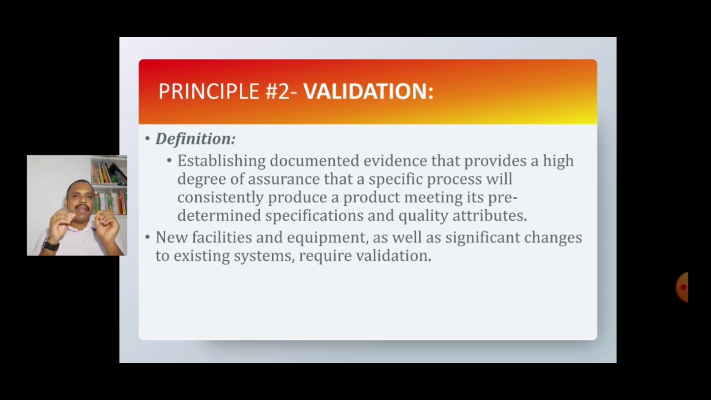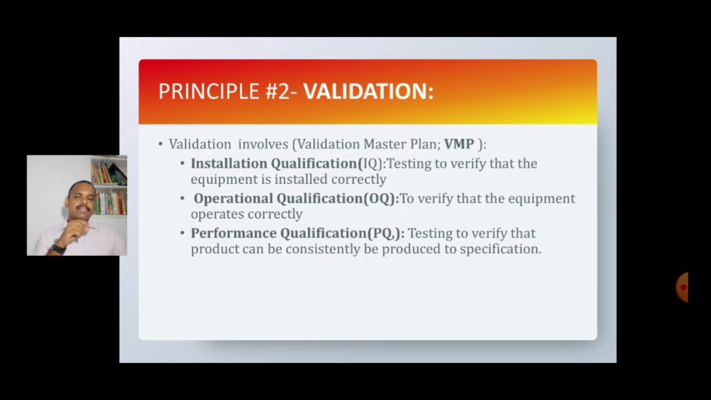And when we talk about validation, there are three different levels of validation. Which are they? One is installation qualification. The second one is operational qualification. The third one is performance qualification. So these are the three validation processes that are involved. Whatever validation process we are doing, whether it is IQ, OQ or PQ, what we need is a validation master plan.